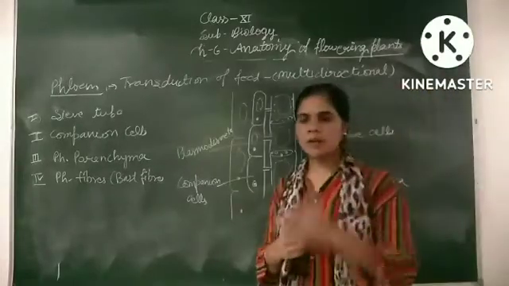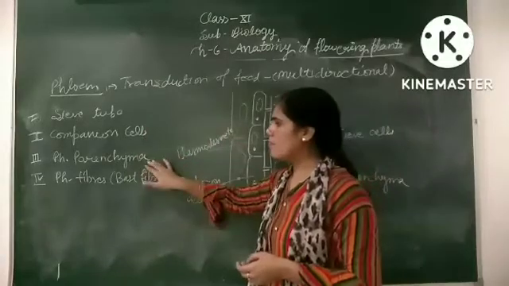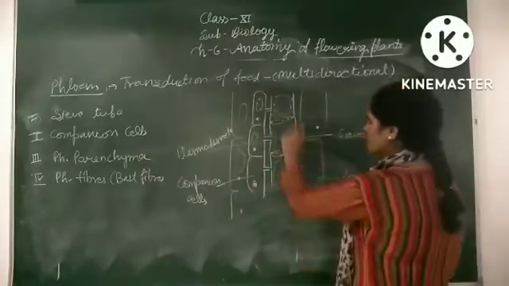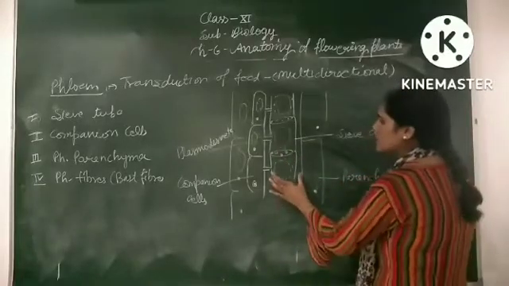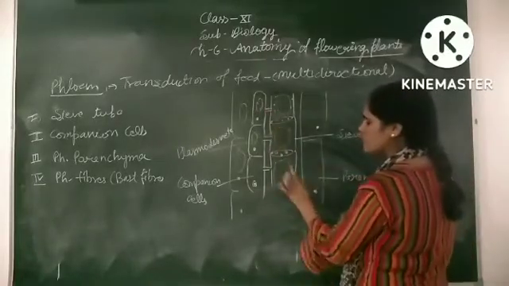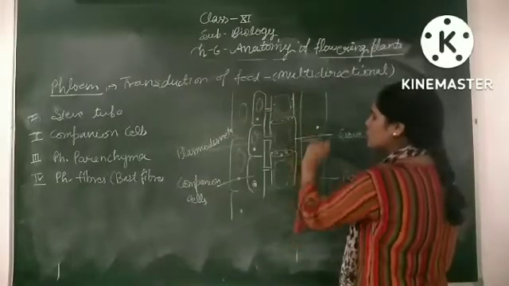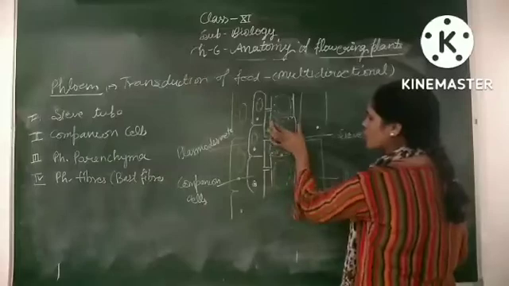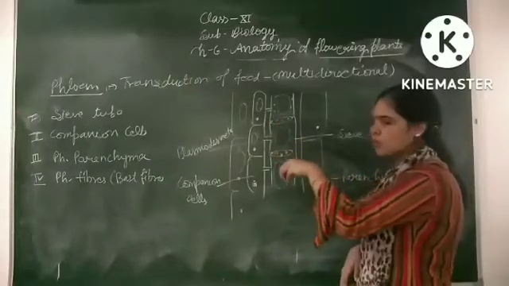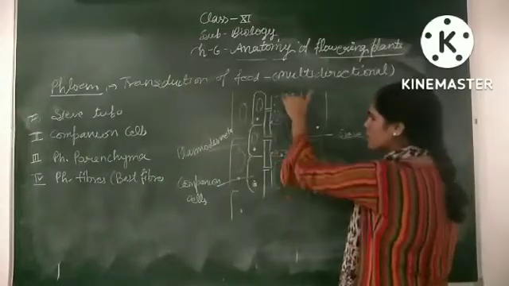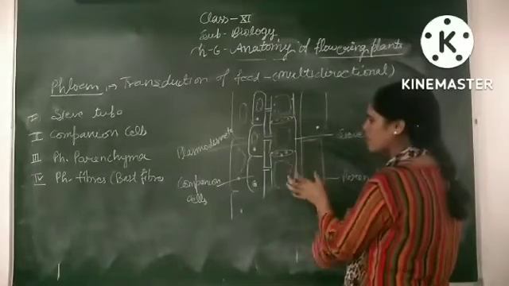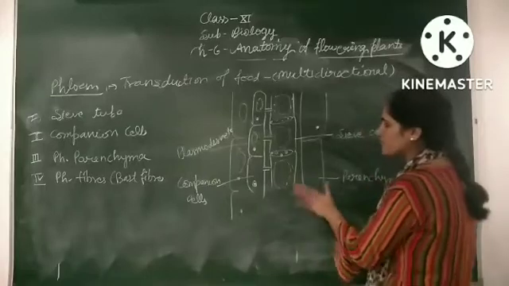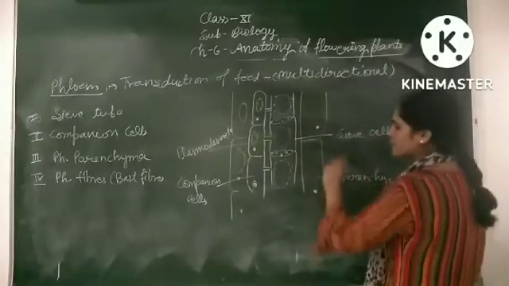Phloem is made up of four kinds of cells: sieve tube, companion cell, phloem parenchyma, and phloem fiber, also known as bast fiber. As you can see here, this major tube is known as the sieve tube, which is made up of many sieve cells. These sieve cells comprise a sieve plate. Sieve plates have sieve pores. With the help of these sieve pores, food travels from one cell to another cell. So this is the sieve tube, which is made up of many sieve cells.